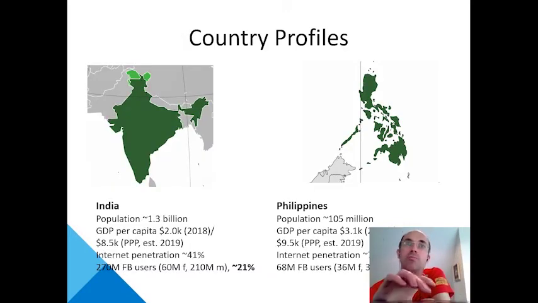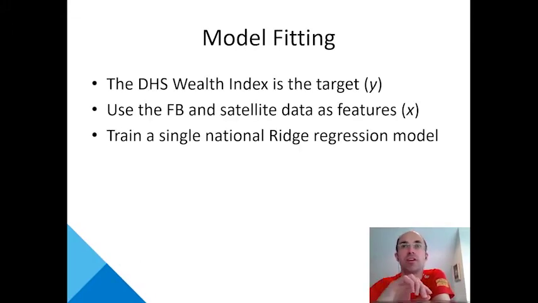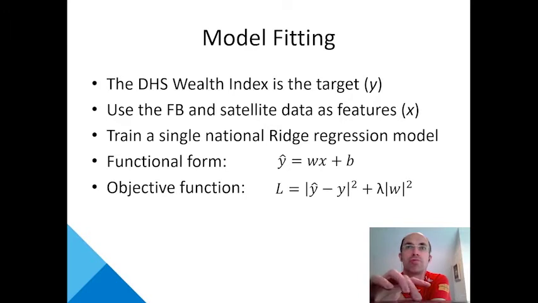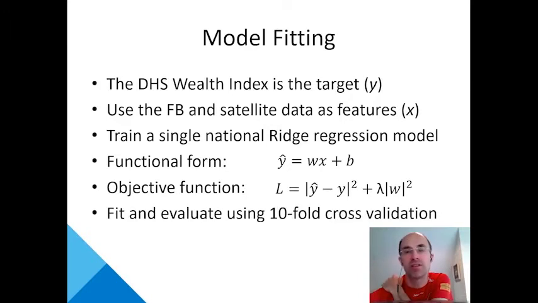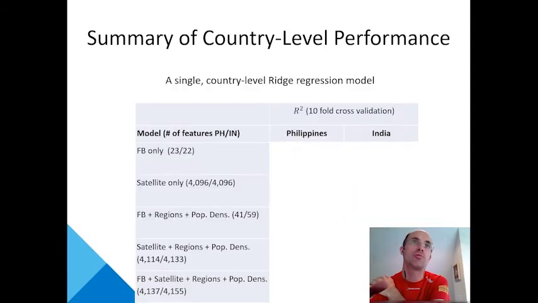We're doing this both in India, where Facebook penetration is about 21%, and in the Philippines, where it's about 65%, so quite a bit higher. Model fitting is standard. The game we are playing is trying to predict the wealth index from DHS. This is the target variable. We do this using a number of predictive features, both from Facebook and from satellite imagery. We try different regression models, and in this case, ridge regression performs best. So it's a simple linear regression with a regularization element. Everything is evaluated in a 10-fold cross-validation setting.